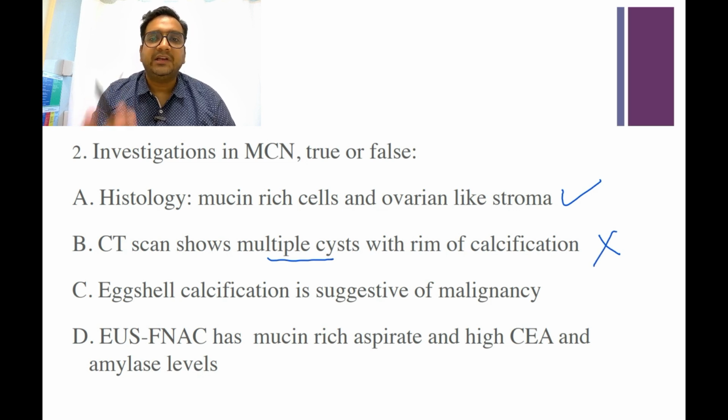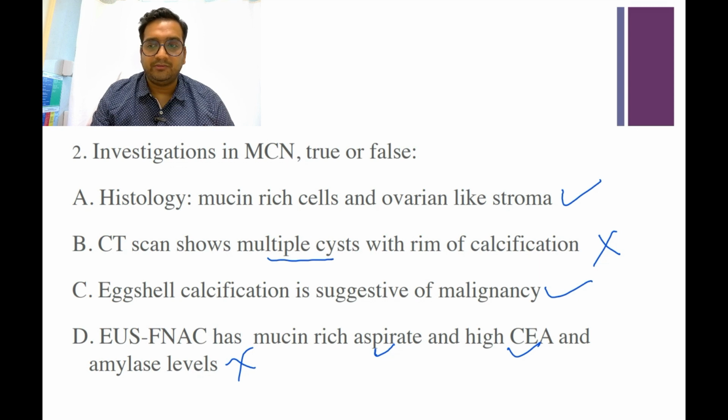Now, eggshell calcification is suggestive of malignancy. This is true. What are the other features suggestive of malignancy? Presence of septations, large size of more than 5 centimeters, presence of eggshell calcification. All these signs are suggestive of malignancy. EUS FNAC has mucin rich aspirate, true. High CEA level, true. High amylase level, false. High amylase level is a feature of IPMN. So we have D false and B false. So only A and C are true in this case.